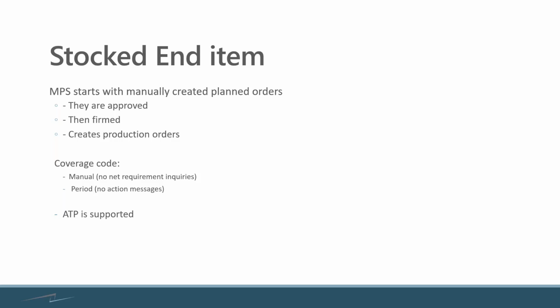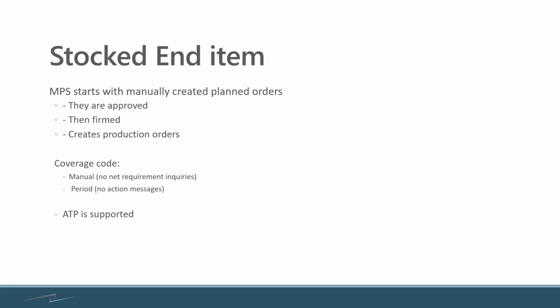So this is where I see people using period, and they're typically turning off action messages, because once you have decided what that plan is going to be, you don't want the system trying to be helpful. You don't want the system saying, you know, you really don't need these this week. Why don't you cancel this order? And MRP tends to be noise. Master production scheduling tends to be less noise. So turn off your action messages.